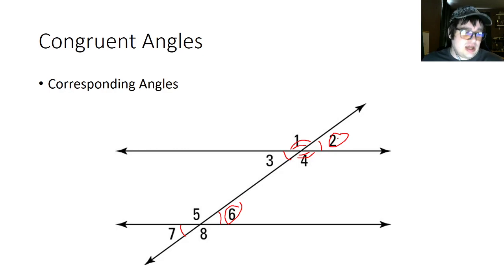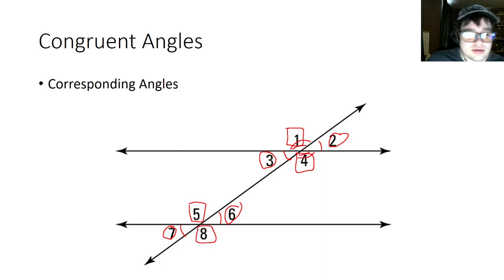So we have 2 and 6. We also have, I'm going to create a box, 5 and 1 that are corresponding angles. We also have 3 and 7 corresponding angles. And we have 4 and 8 are corresponding angles.